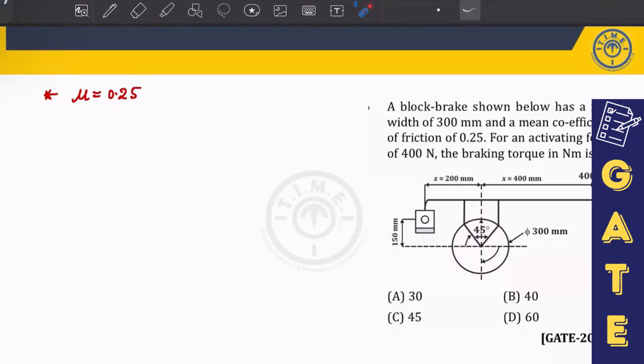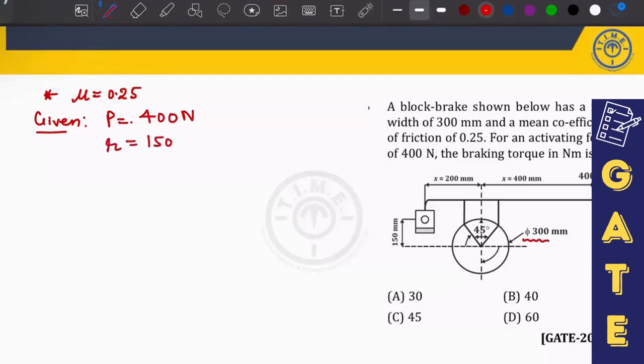Now see, let me first write the data given. The load value is given as 400 Newton. This is the drum diameter, so can I say the radius value is 150 millimeter? Okay. Now consider this is a drum which is rotating in this direction, that is the clockwise direction. So I will consider this drum rotating in the clockwise direction.